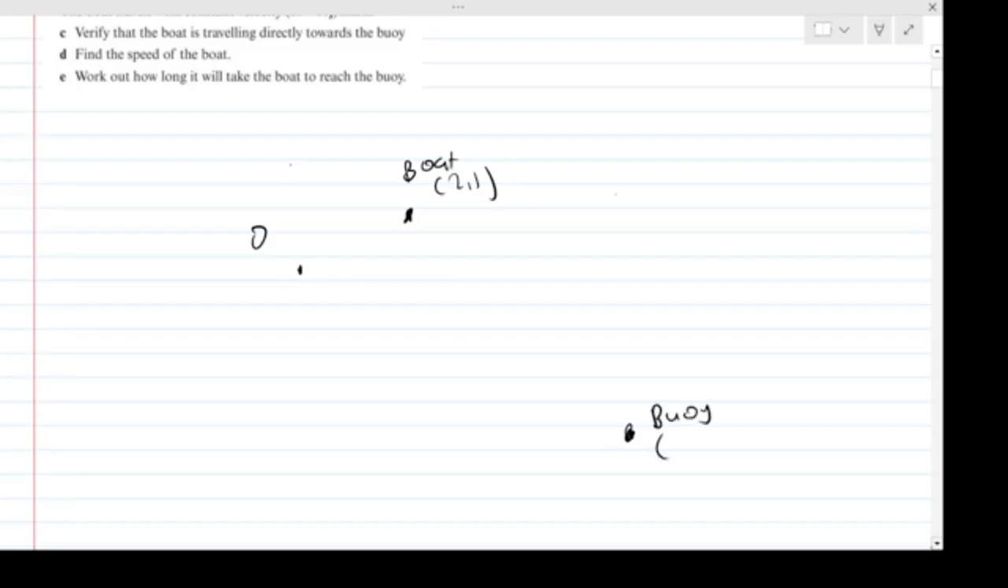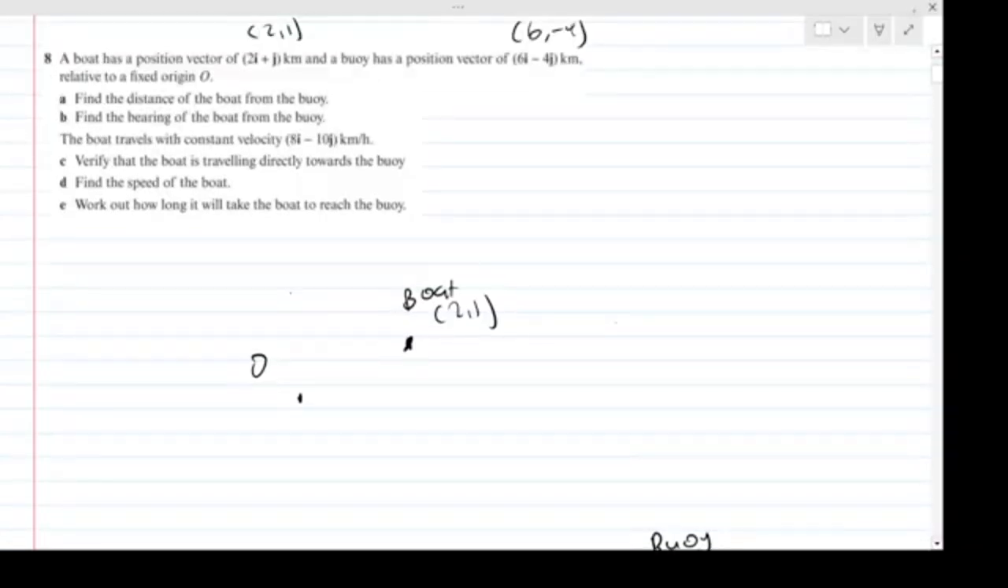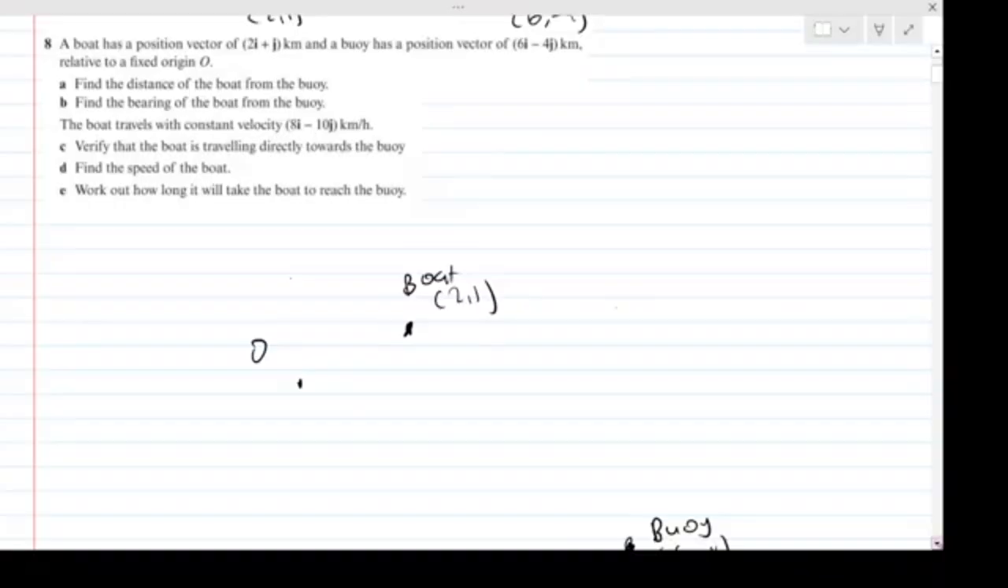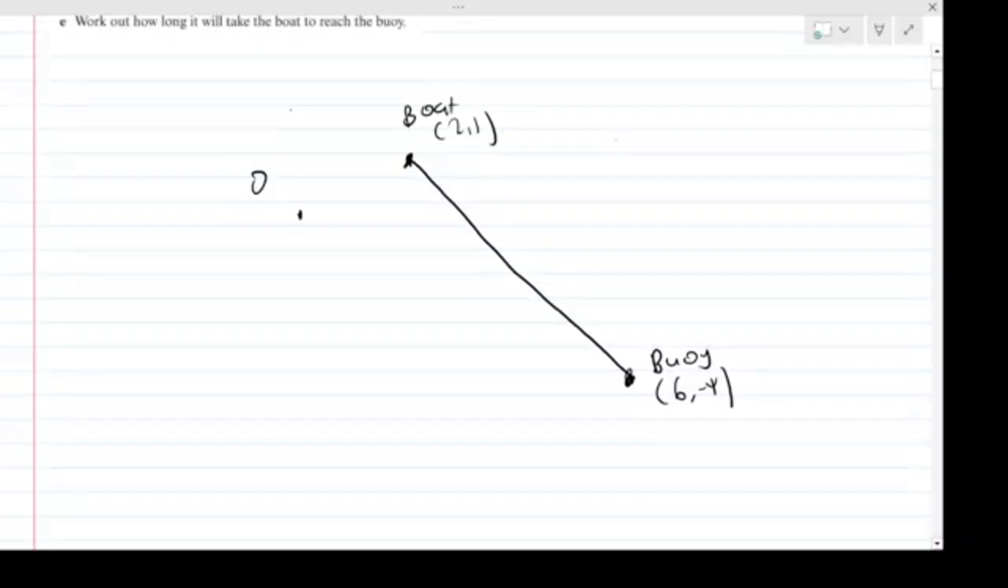At the point (6, -4). So firstly, the distance from the boat to the buoy. If we connect the two points, the distance between the boat and the buoy is basically the length of this line, right? We've got these two points, (2, 1) and (6, -4). Isn't the distance between the two points the length of the line?